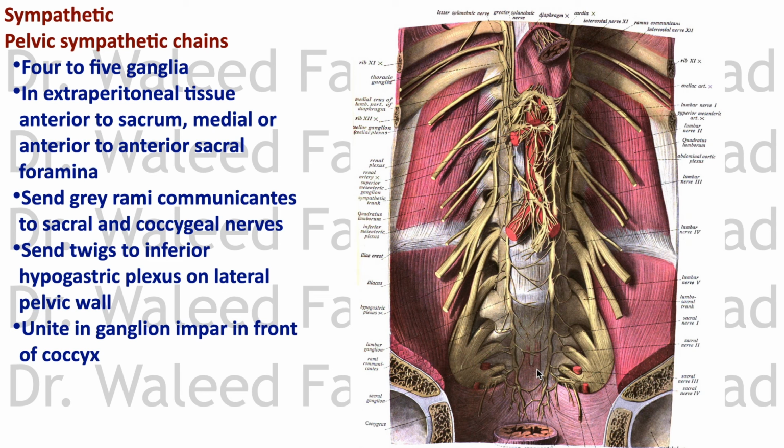It sends gray rami communicantes to sacral and coccygeal nerves and to the inferior hypogastric plexus on the lateral pelvic wall as well. And this will be the end of the story of the sympathetic chains. Okay, I got a question before, an essay question, discuss the sympathetic chains. So actually you have to mention what happens in the neck, in the thorax, in the abdomen, and in the pelvis till they meet at the end to form the ganglion impar.